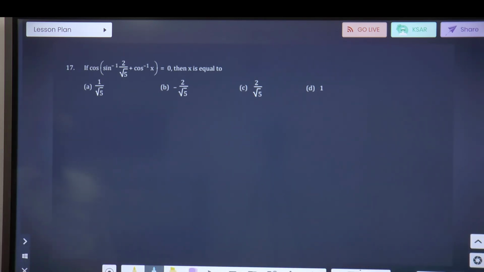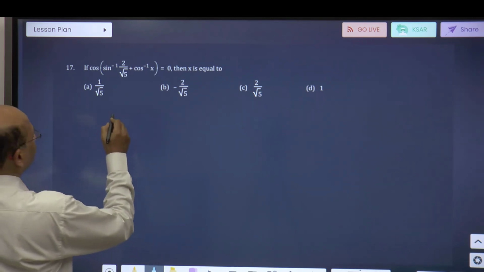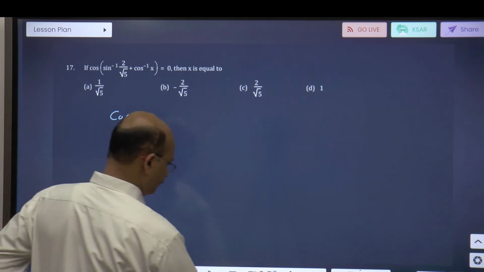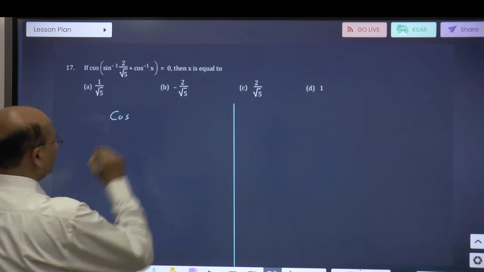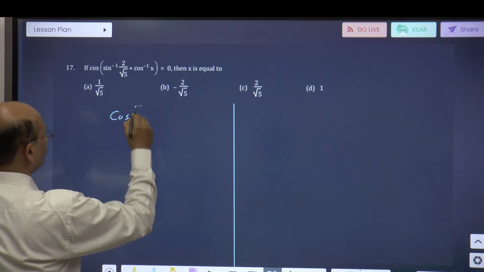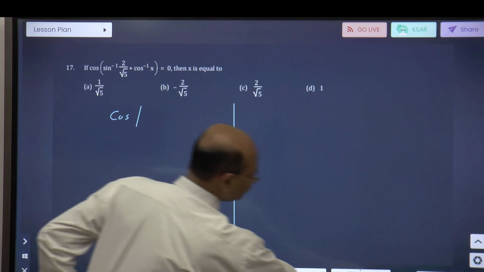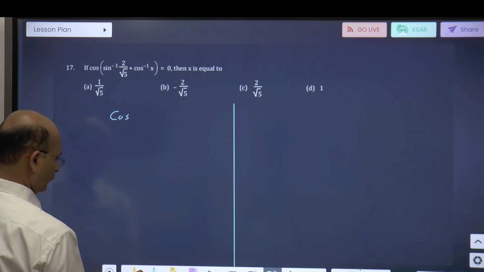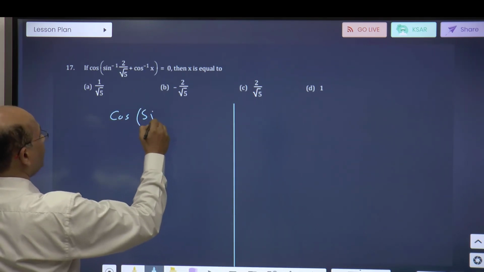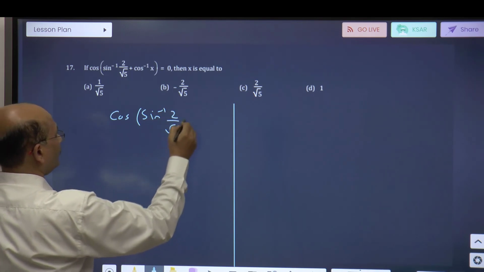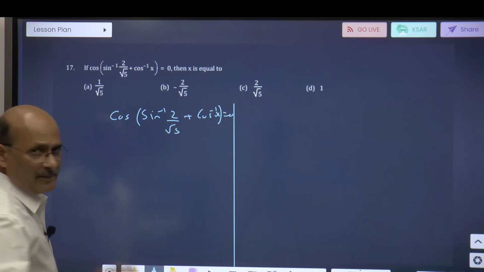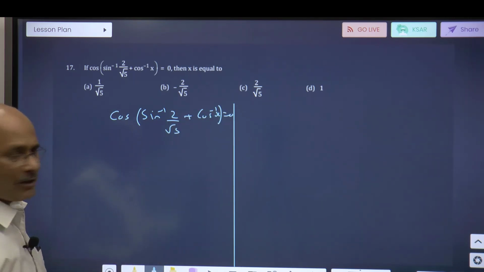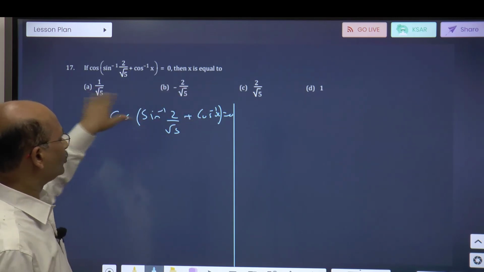Nothing else. This is a very good question, a slightly tricky question. What they are given here is cos of sin inverse 2 upon root 5 plus cos inverse x is equal to 0. Just pay attention now. A slightly longer sum because they are asking x is equal to, so it is value based.